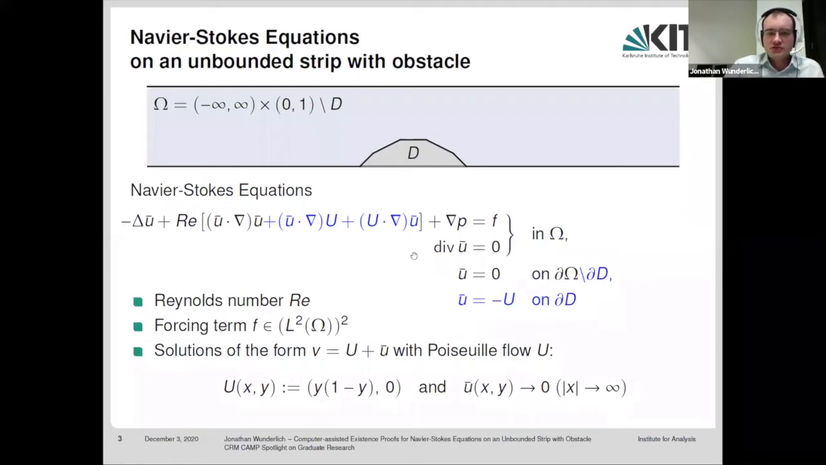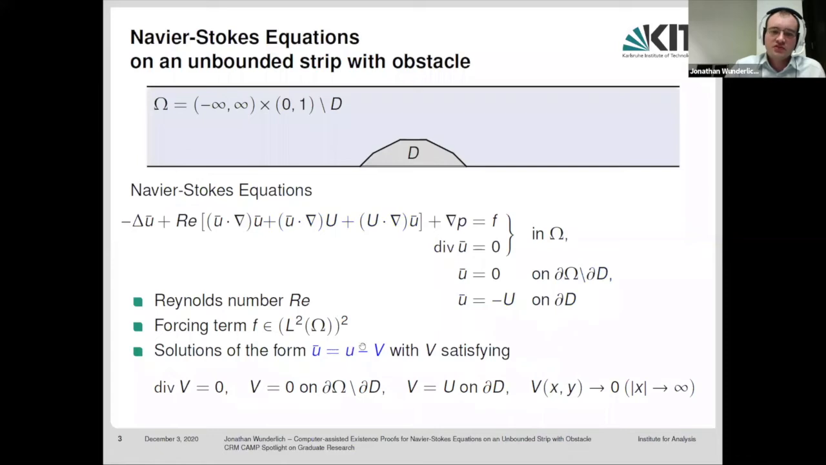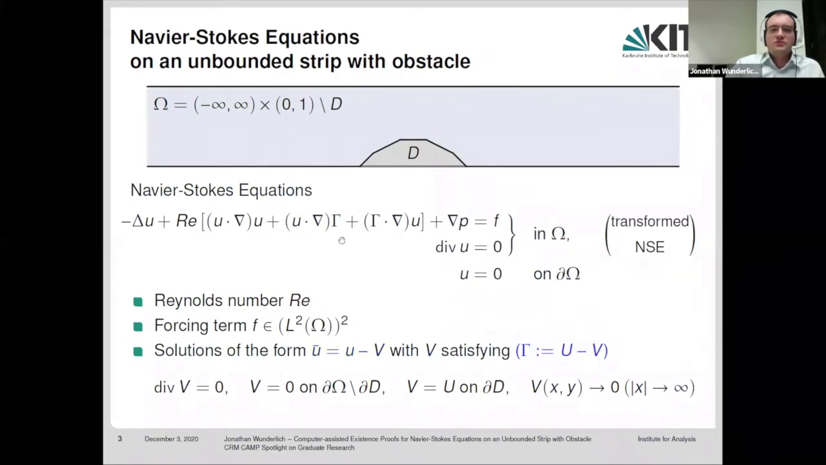And to get rid of this split boundary condition, we introduce a second transformation with some function V here. So U bar is equal to some function U minus V, where V is equal to the Poiseuille flow on the boundary of the obstacle and 0 at the rest of the boundary. And we also assume that V tends to 0 as x goes to plus or minus infinity. And using this ansatz, again, we get this transformed Navier-Stokes equation where we have this term gamma here, which is the Poiseuille flow minus our function V. And also we have this 0 boundary condition on the whole boundary of omega.